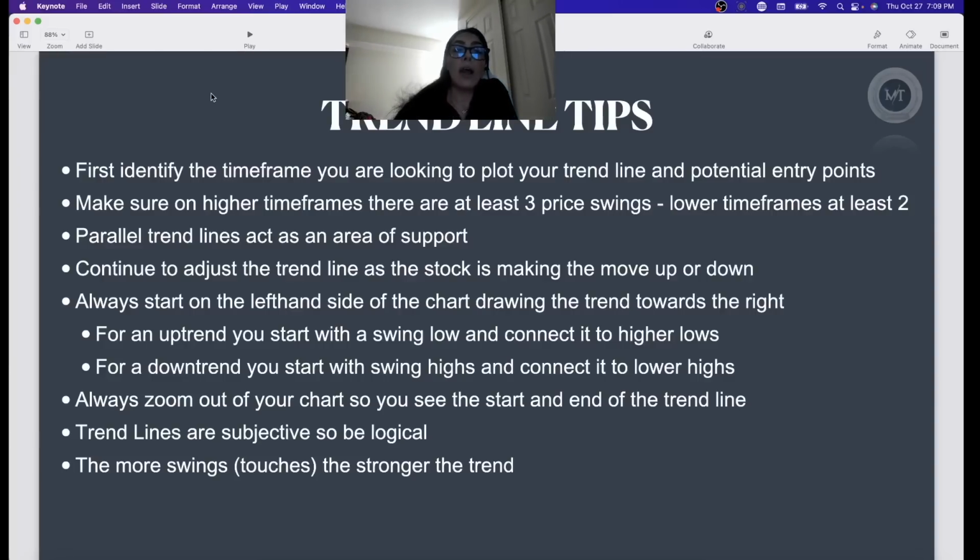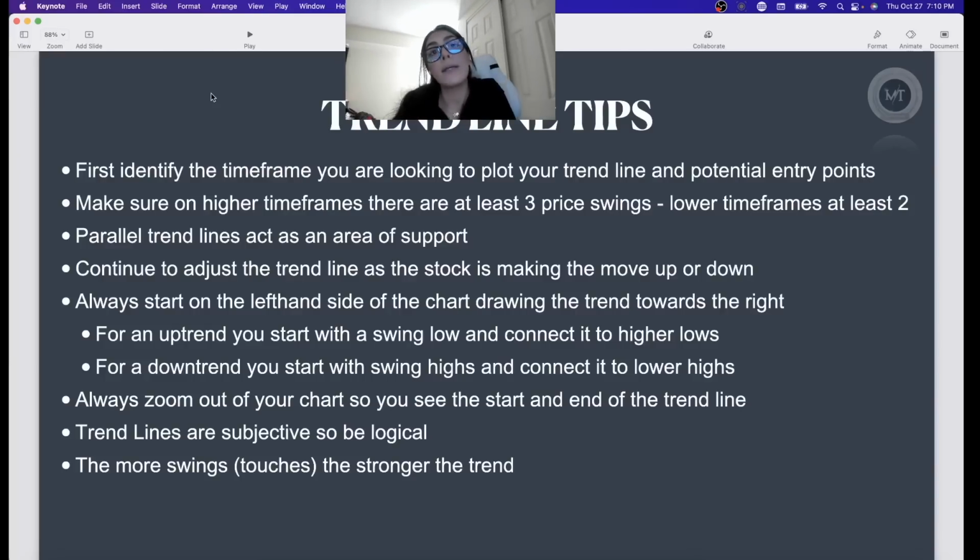So for me, on higher time frames, I know for a lot of people what I've seen is they use at least 3 price swings, which means at least 3 touches on it to be a valid trend line. For me personally, I do it a little bit different. To each their own. This is just what has worked for me. If you are looking at a trend line on a higher time frame, I do look for 3 touches. The more touches on a trend line, the stronger the trend line is. At least 3 touches would make it a significant trend line for you to be able to take a trade with it, or for you to be able to utilize it in a strategy. So at least 3 price swings on higher time frames.